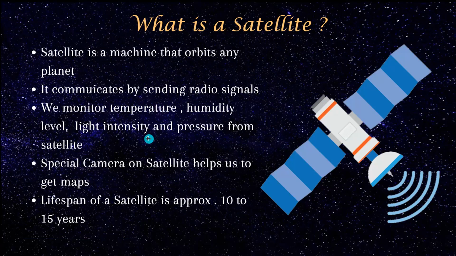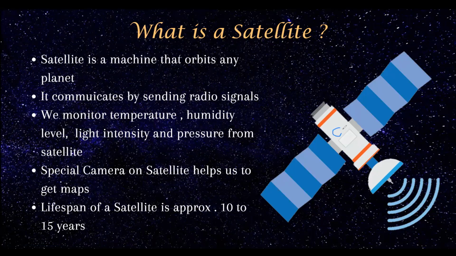We monitor temperature, humidity level, light intensity, and pressure from a satellite. It has a special camera that helps us to get maps. They just click a photo by gathering all the information and send it to us.